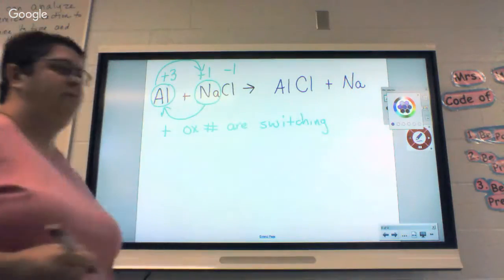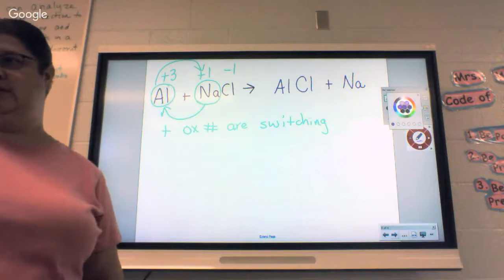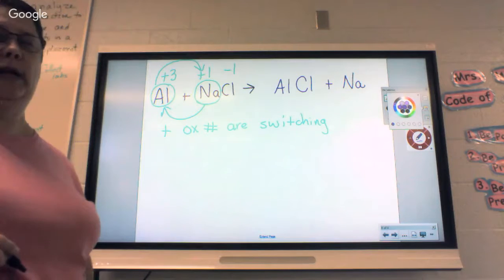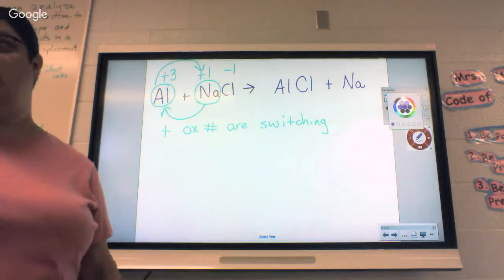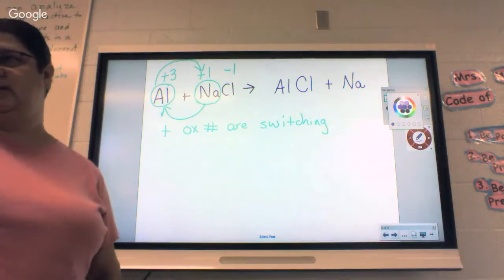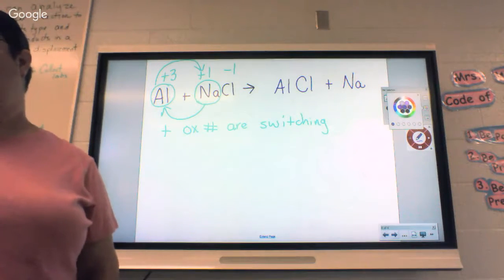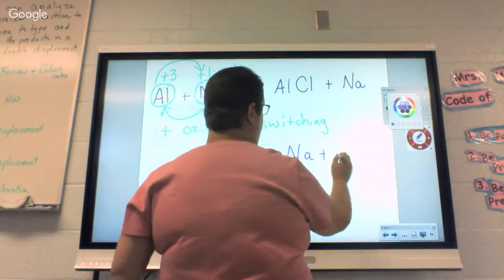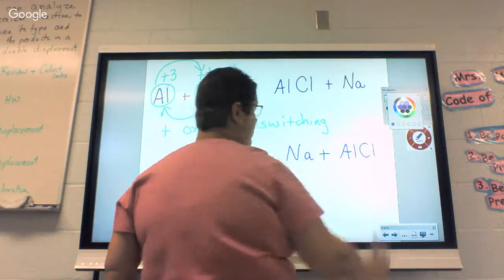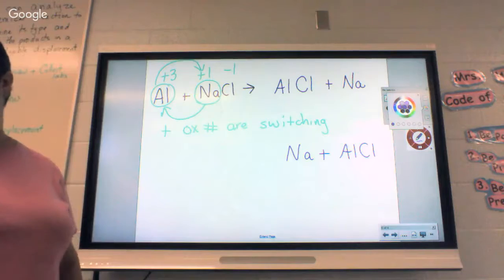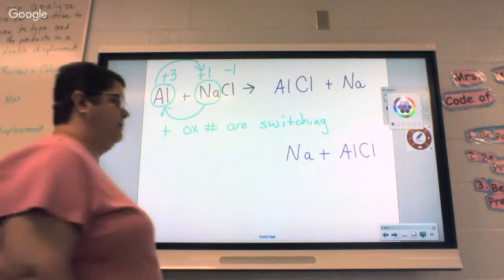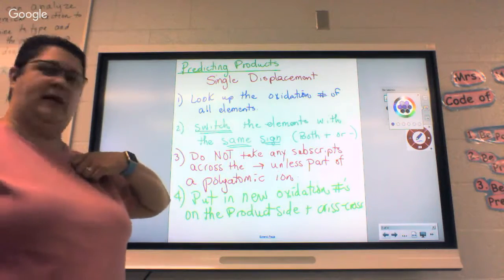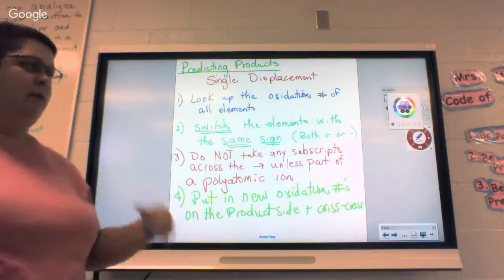Question. There are no numbers in this one. I picked a really easy one just to show the switch. I'm going to put numbers in the next. Yes, you could have written it Na plus AlCl, it would be the exact same thing. Does not make any difference. Now, step 3 says, don't take any subscripts. I gave you one that didn't have any to make this one easy.